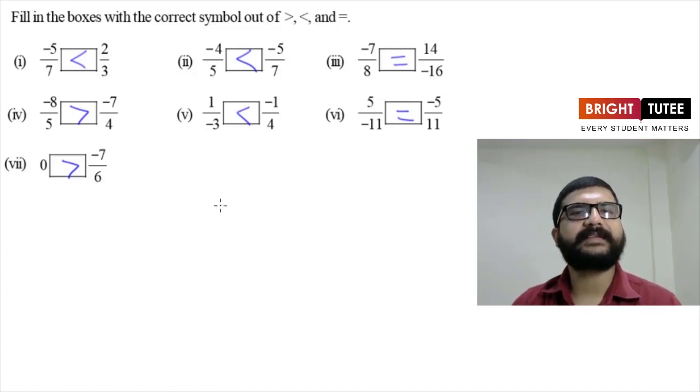But we can check if they are negative or positive. If one number is negative and another is positive, then we know a positive number is always greater than the negative number. Otherwise, what we have to do is make their denominators the same, and then we can compare them easily by comparing their numerators.